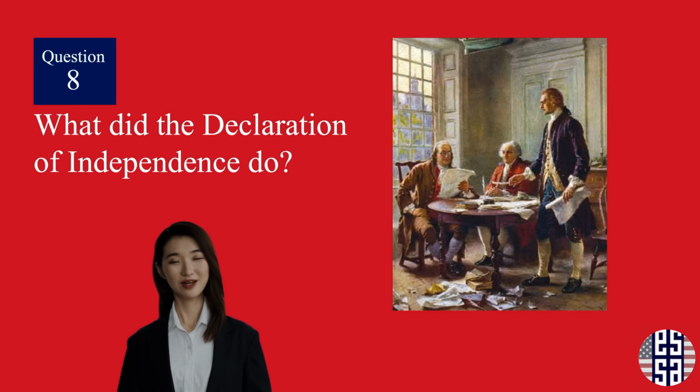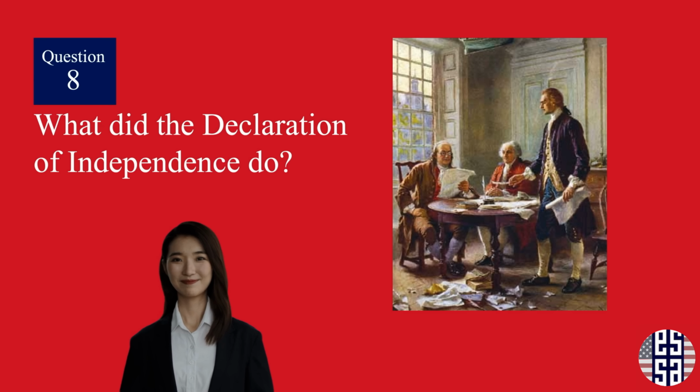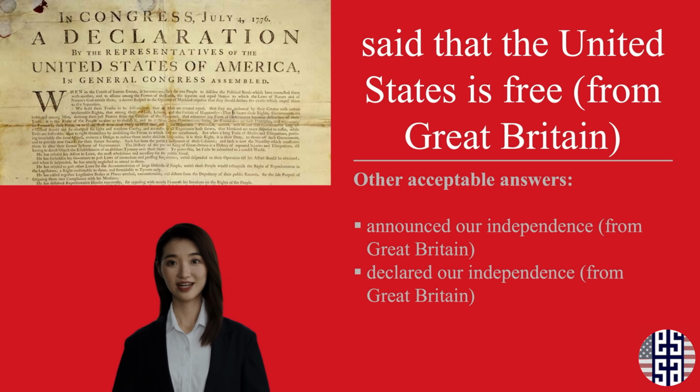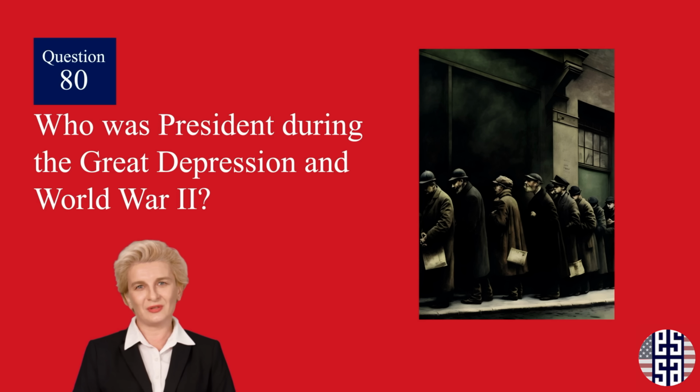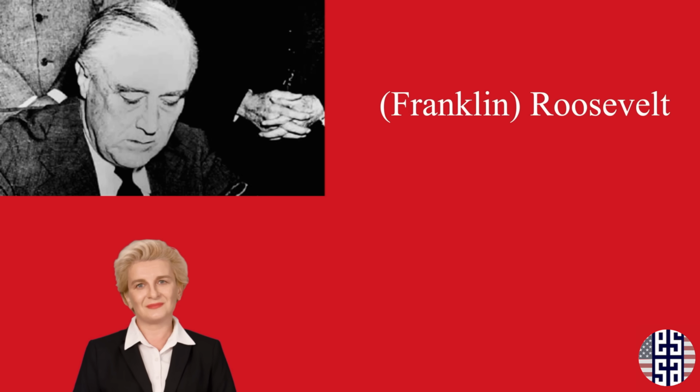What did the Declaration of Independence do? It said that the United States is free from Great Britain. Other acceptable answers are announced our independence or declared our independence from Great Britain. But it is easiest to just say, it said the United States was free. Who was president during the Great Depression and World War II? Roosevelt. Franklin Roosevelt was president during the Great Depression and World War II.